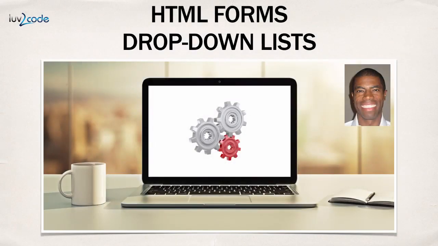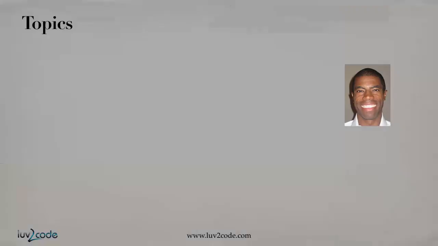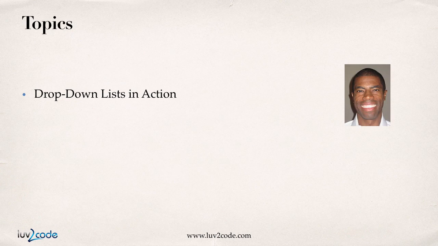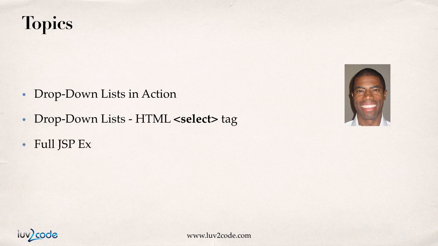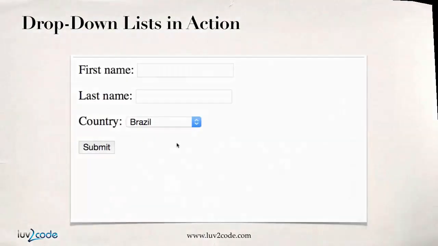Hello, in this video, I'm going to show you how to build drop-down lists with HTML forms. So we'll cover the following topics. First off, we'll see a drop-down list in action, and then I'll show you the HTML code to build a drop-down list. And finally, we'll pull it all together with a full JSP page example. All right, so let's go ahead and get started.